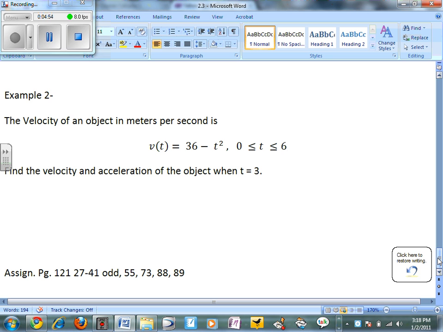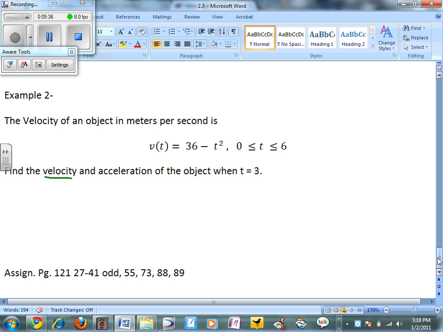So we have one last example here. The velocity of an object in meters per second is v of t equals 36 minus t squared. Notice now they gave us a velocity. We said the derivative of the velocity is the acceleration. Really, what they've done for you is taken the derivative of the position function and got our velocity function to be 36 minus t squared. They want us to find the velocity and acceleration of the object when t equals 3.